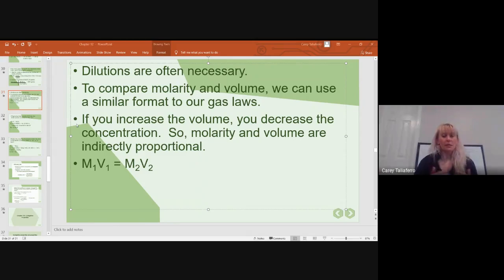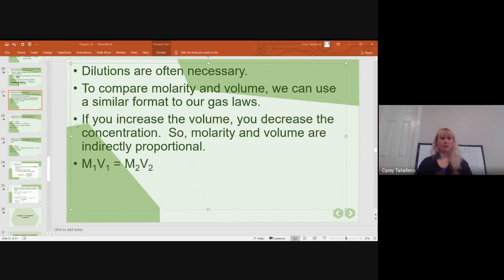Now, sometimes, many times actually, you have to dilute a solution. So it's not the molarity that you need. A lot of times, for example, I'll buy for the lab a 6 molar HCl solution, but sometimes my experiment calls for a 2 molar solution. So I need to know how to dilute that, make it less concentrated. And that's the type of problem we're going to look at first today, dilutions.